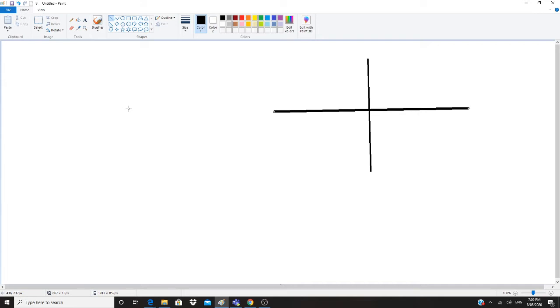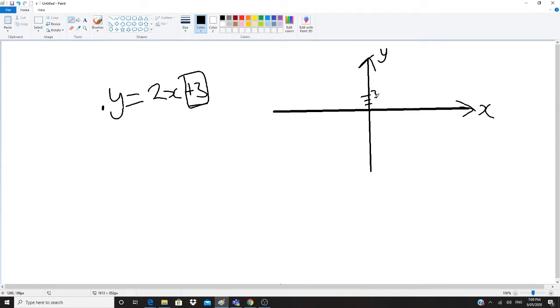One's gonna be, let's say, y is equal to 2x plus 3. So what you have to do, this right here is your y-intercept. So this is your y and this is your x, right? And this is your y-intercept right here. So you're going to be starting off with positive 3. So we're going to write positive 3 here at the top.